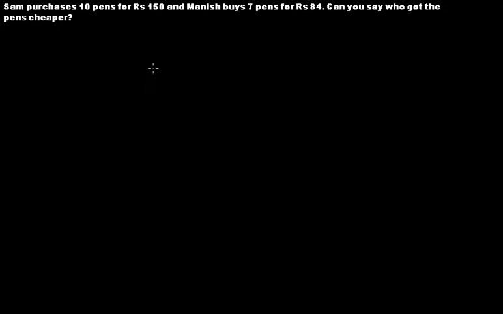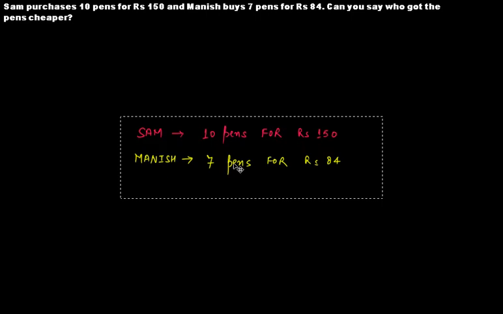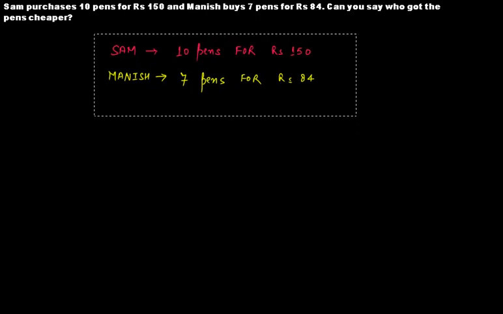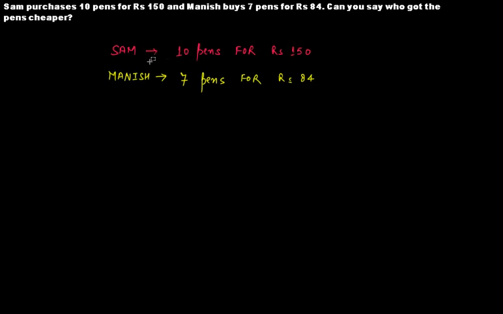So, this information that Sam purchases 10 pens for rupees 150 and Manish purchases 7 pens for rupees 84. Now you have to tell who has purchased or who has got at a cheaper amount. In order to find that, first you need to find the price or the cost of one single pen in both these two cases separately.